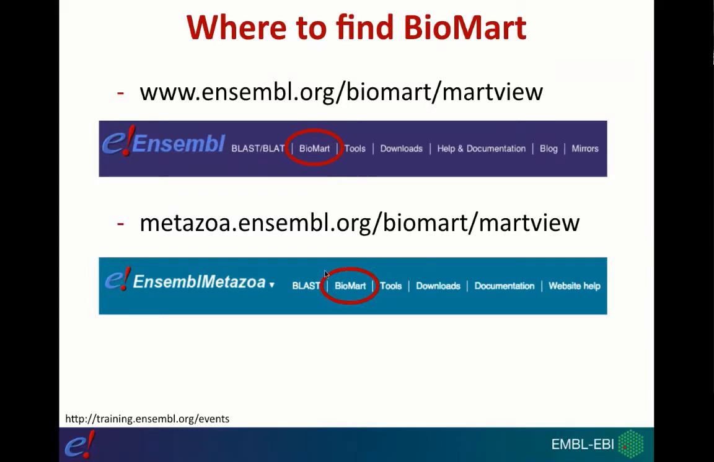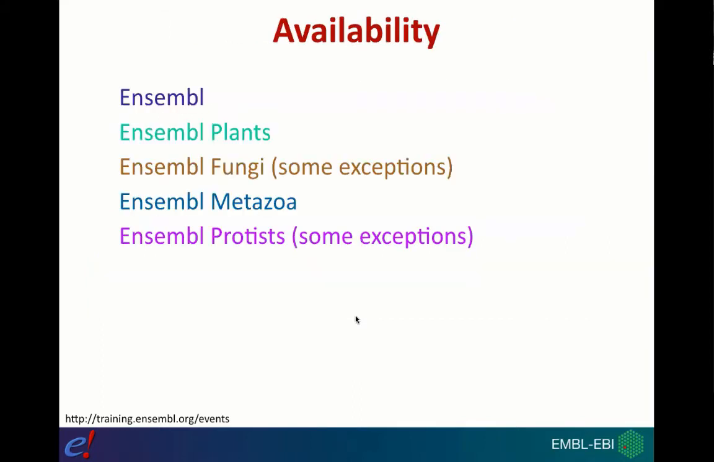So this is an example of the BioMart link in the header for the Ensembl Metazoa pages. And we also have BioMart available for plants, fungi, and protists as well. So you can see Ensembl BioMart for the vertebrates, plants, fungi, metazoa, and protists.